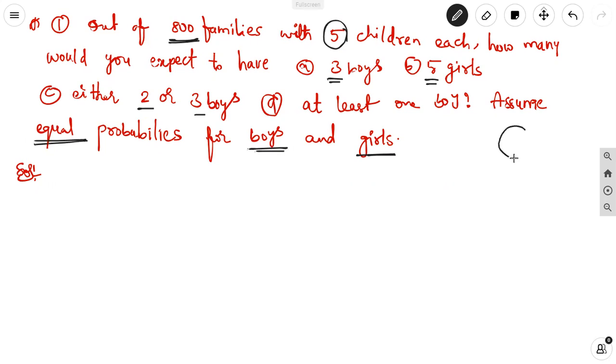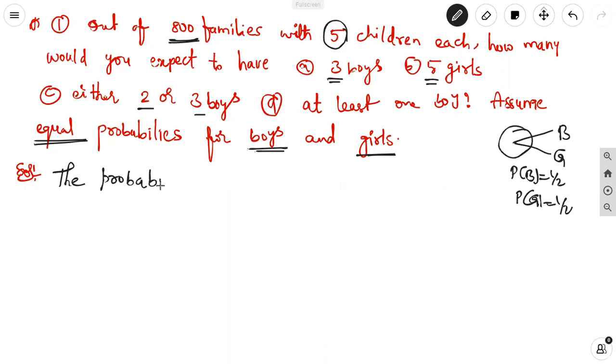In general, in a family, either boy or girl. So, the probability of boy is equal to 1 by 2. Why? Because the distinct outcomes are 2, boy or girl. The probability of girl is equal to 1 by 2. So, they have given to assume equal probabilities for boys and girls. First, here we can take the probability of each boy.